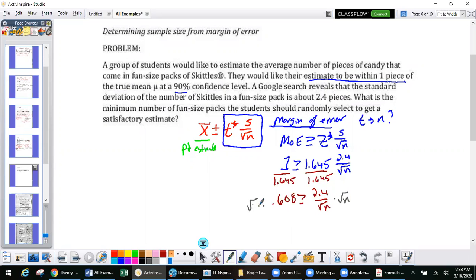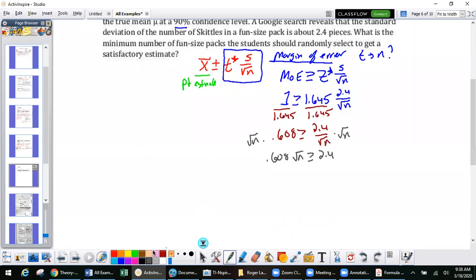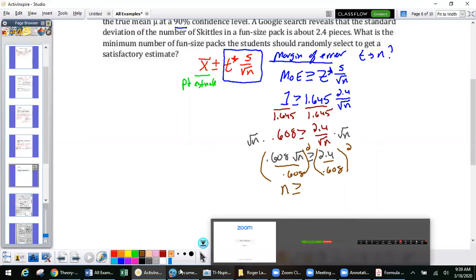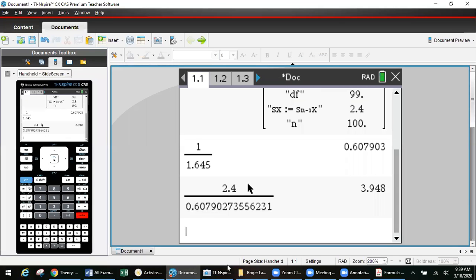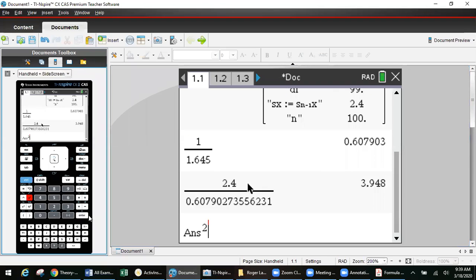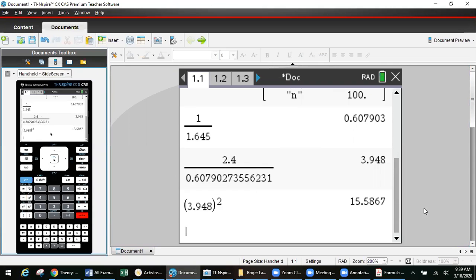Basically, what you end up doing is you just flip this whole thing around. There we go. And now I divide by 0.608, and then I square both sides. So n would be at least 2.4 divided by 0.608. I take that whole thing and I square it, and I get 15.58.